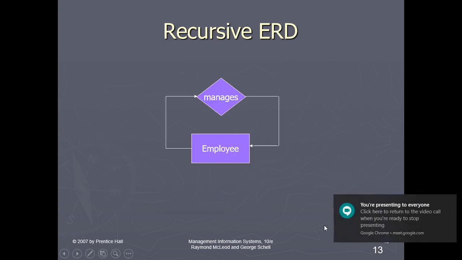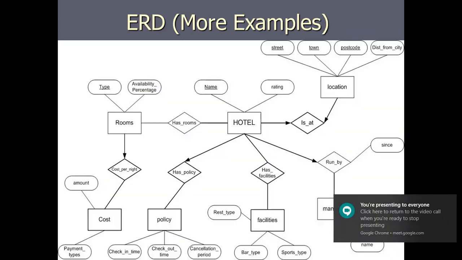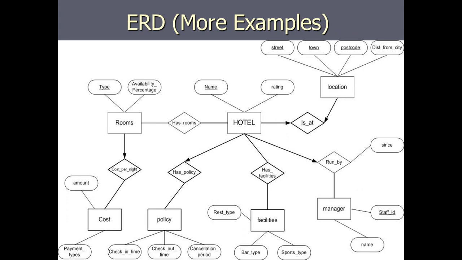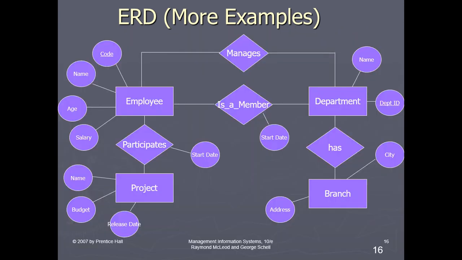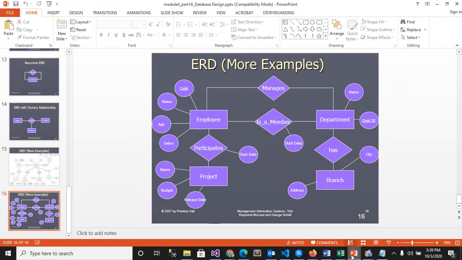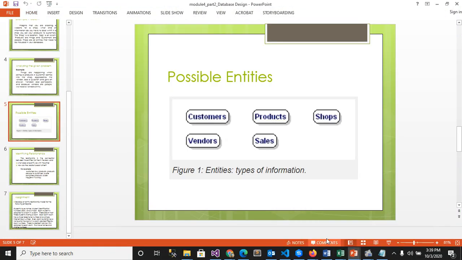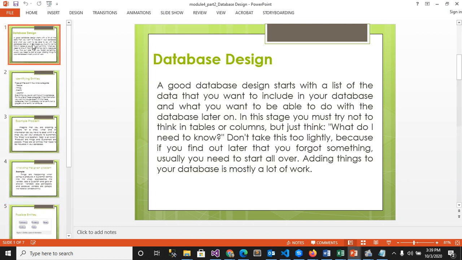So next, I guess recursive. Okay, this is another example for a hotel. Hotel ERD. So this is the database of a hotel. ERD, more ERD. Okay, so let me go to here.